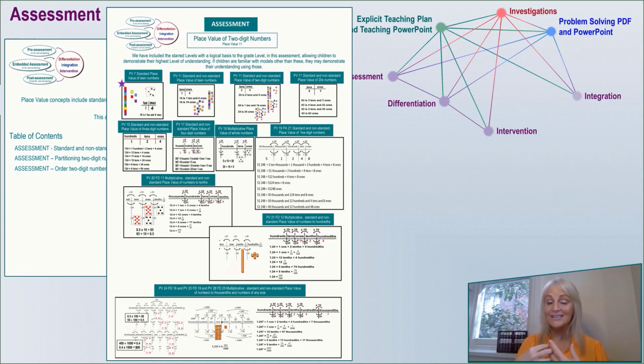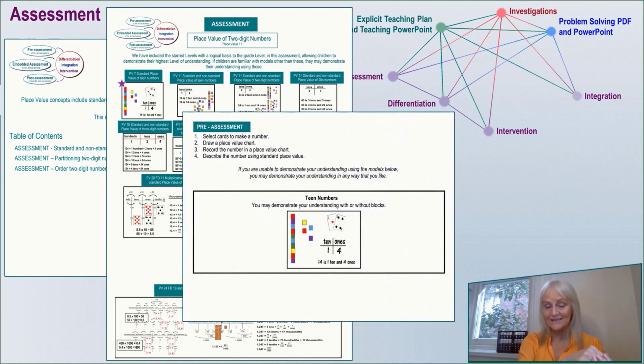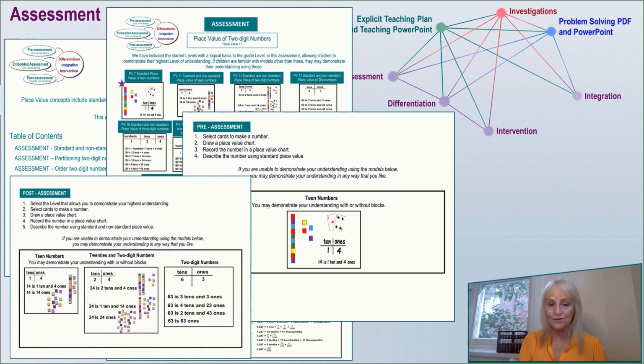So this first page with all of the levels on it, we have included a star to demonstrate which levels in our teacher professional judgment, because we are also teachers, we may include in a pre-assessment. So on the next page, you've got the pre-assessment, but as I said, if you don't like that model, use your own. It also says that if you are unable to demonstrate your understanding using this model, just demonstrate your understanding using whatever model you want to. And then on the next page, we have a post-assessment. So the post-assessment includes the levels that we've actually been teaching in this level of the concept.